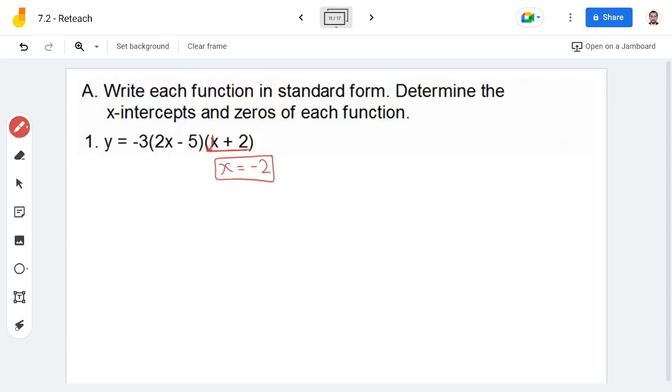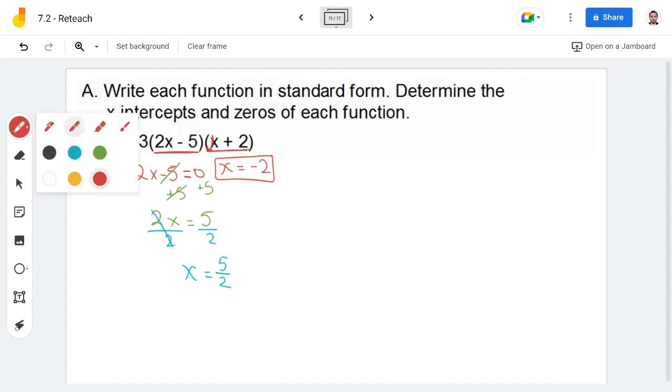So what we need to do first is 2x minus 5 equals 0. We take the bracket and set it equal to 0. Now, just solve this equation. To solve it, we add 5 to both sides. So we cancel this, and now 2x equals 5. Now divide by 2, divided by 2. So x is equal to what? 5 over 2. So now this one is my x. The first zero is x equals negative 2. The second zero is x equals 5 over 2.